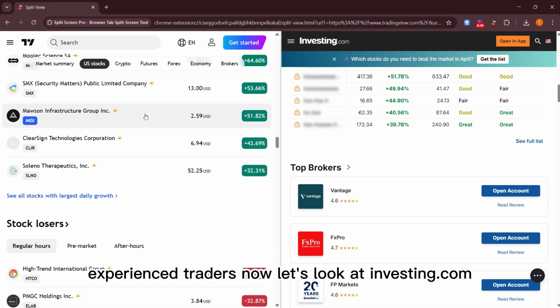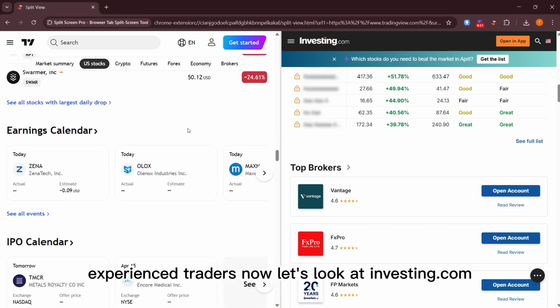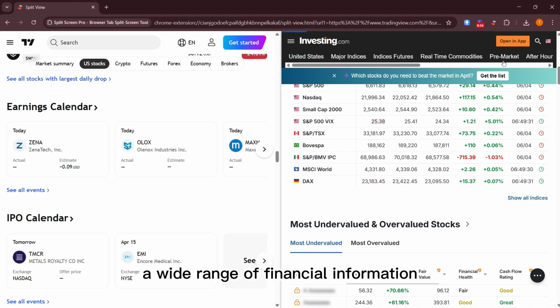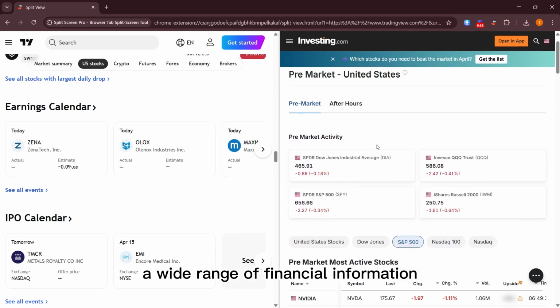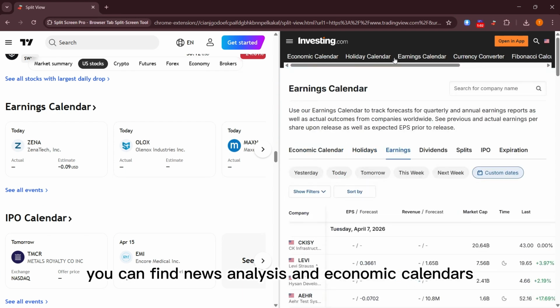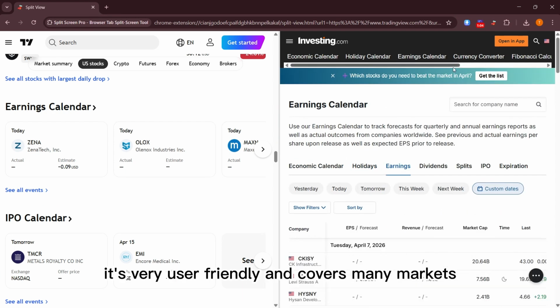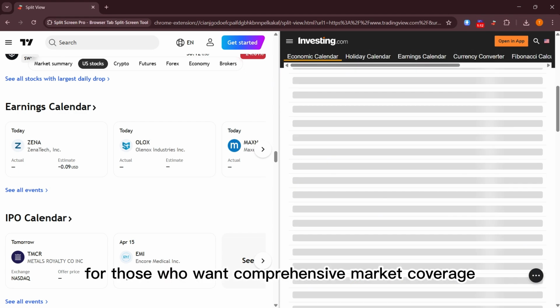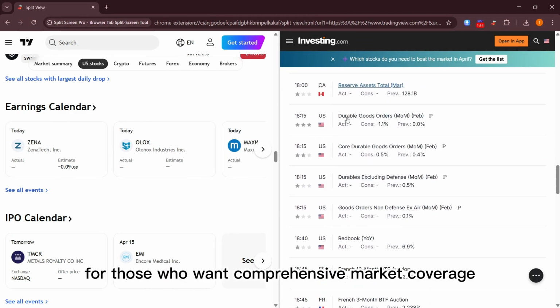Now, let's look at Investing.com. This platform offers a wide range of financial information. You can find news, analysis, and economic calendars. It's very user friendly and covers many markets, including stocks, forex, and cryptocurrencies. It's a solid choice for those who want comprehensive market coverage.